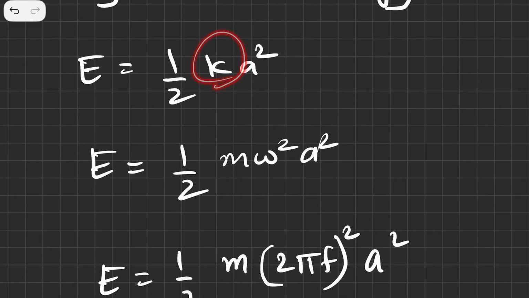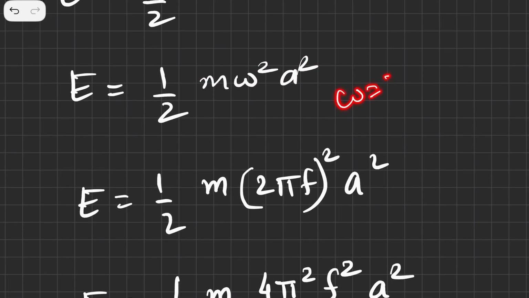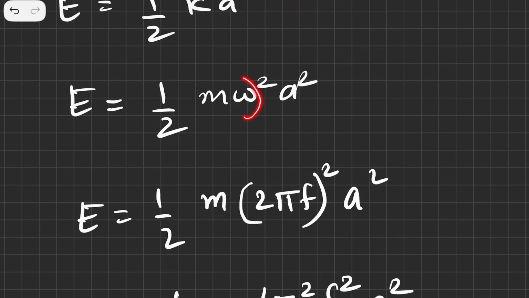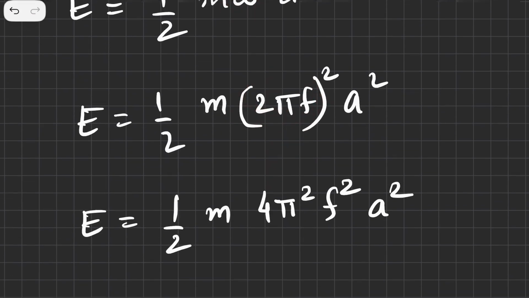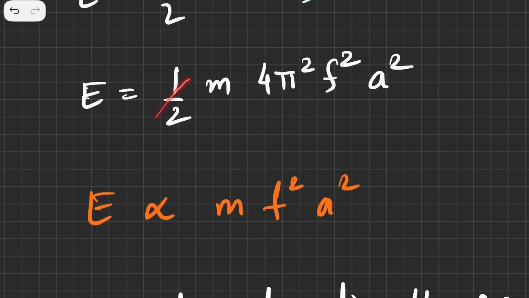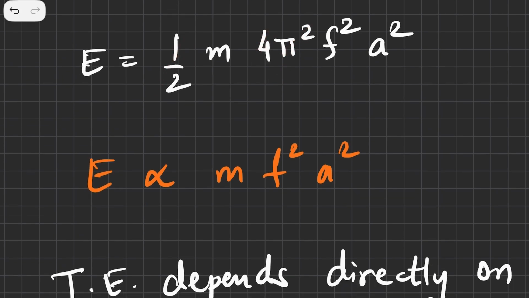Wherever there is a K, I can write m omega square, and because omega is equal to 2 pi f, wherever there is an omega I can write 2 pi f. So K is written as m omega square and omega is 2 pi f. Squaring that gives 4 pi square f square. In the next equation we are going to remove all constants. Half is a constant, 4 is a constant, pi square is a constant. So we come to the equation that energy depends on three factors: mass, frequency and amplitude.